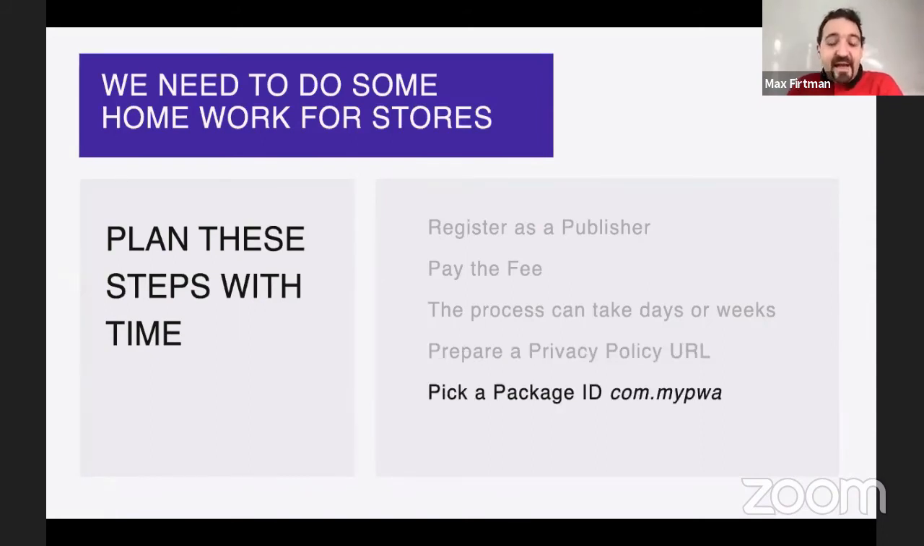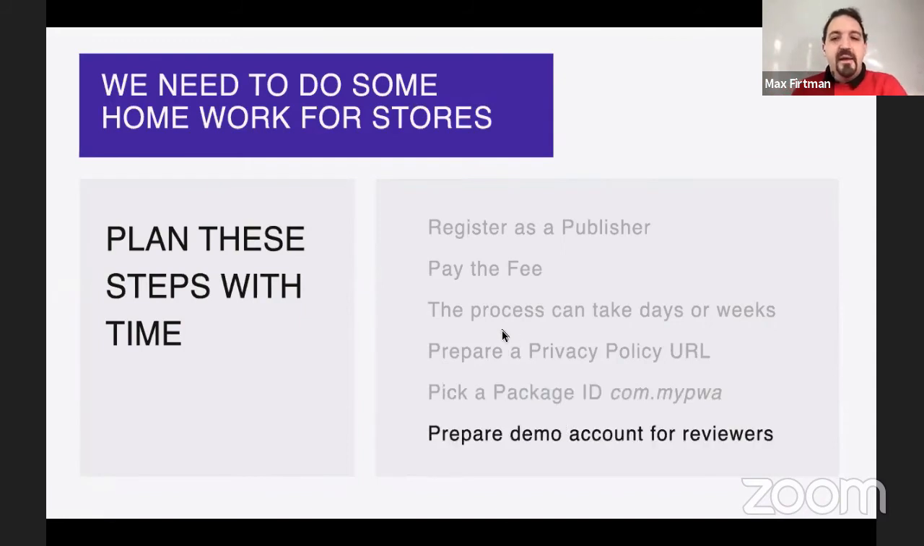And you need to pick a package ID. A package ID is a string that represents your app within the device. Also, it's a unique ID within the store. Typically, we tend to use the URL of the PWA in reverse order. So if you have mypwa.com, it will be com.mypwa. The thing is that you need to pick one. And once you pick that, you cannot change it in the future. So it will be forever. So pick the right one.